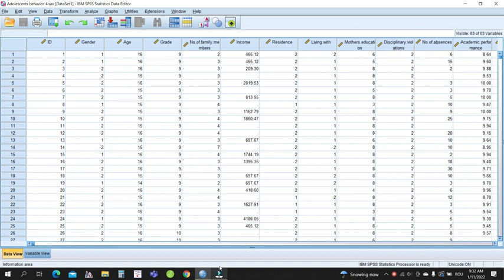Hello! In this presentation, I will show you how to perform a comparison between two measurements of the same variable on the same sample using the repeated measures t-test.